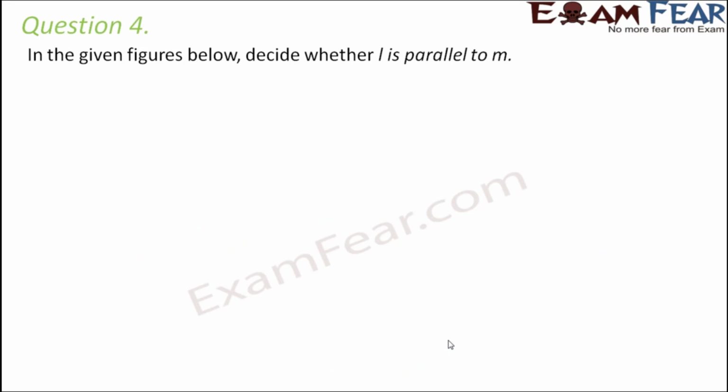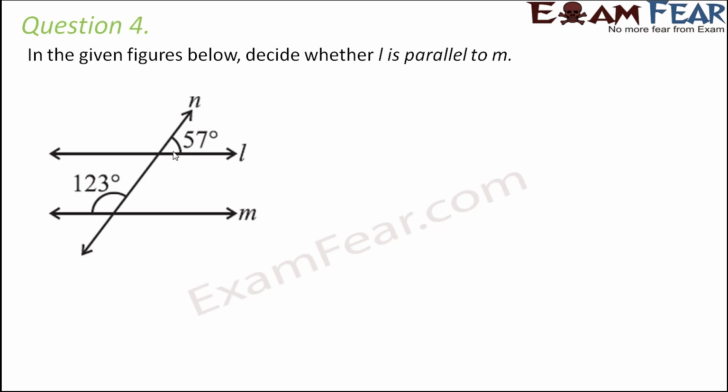Question number 4. In the given figures below, decide whether L is parallel to M. So let us look at the first figure. So we have to find out if these two are parallel. Now these two would be parallel only when one of those conditions is true. Either the corresponding angles are equal, or the alternate angles are equal, or the sum of the angles on the same side of transversal is 180 degrees. So one of these has to be true.